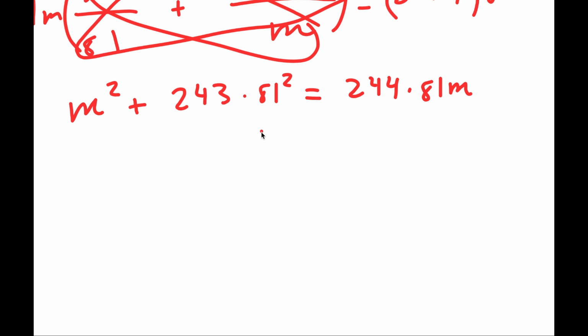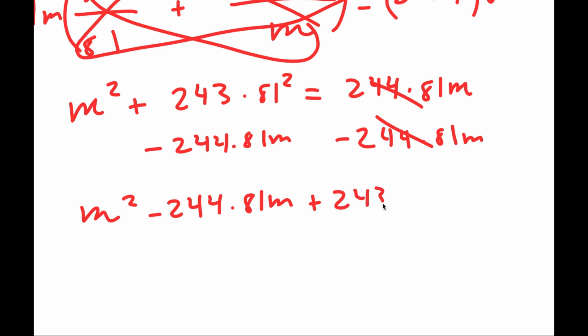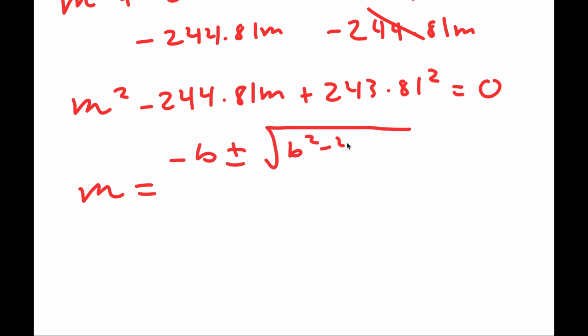So now from here, I'm going to subtract 244 times 81m on both sides. And now if you notice, this is a quadratic equation. To solve any quadratic equation, we can use the quadratic formula, which is negative b plus or minus the square root of b squared minus 4 times a times c, all over 2a.